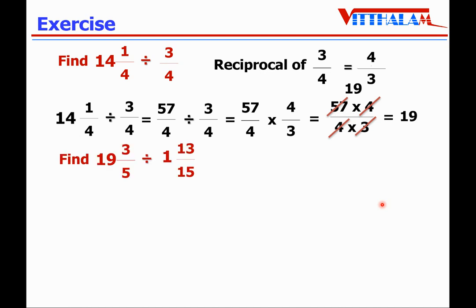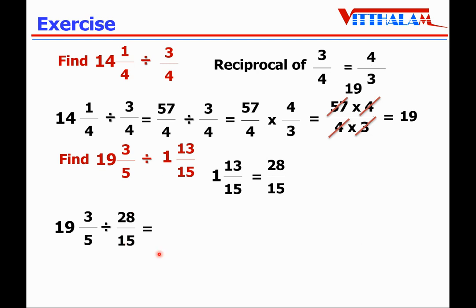divisions between two mixed fractions, 19 3 by 5 divided by 1 13 by 15. So 1 13 by 15 is the divisor, which is a mixed fraction. So first I will convert it to an improper fraction, that is 15 ones are 15 plus 13, that is 28 upon 15. So 19 3 by 5 divided by 28 upon 15. And the reciprocal of 28 upon 15 is 15 upon 28.